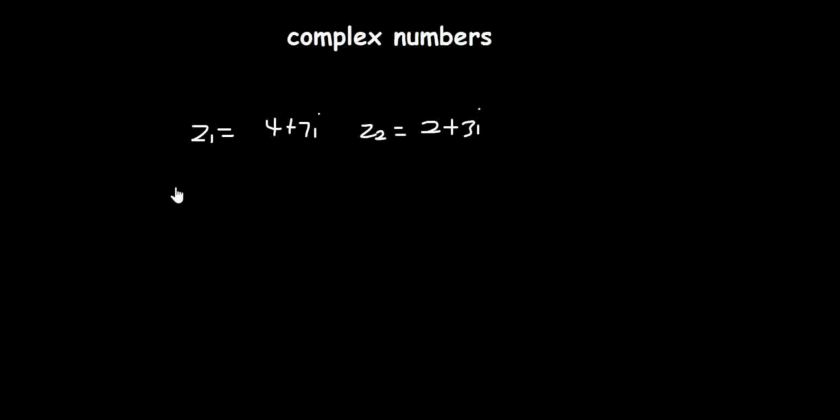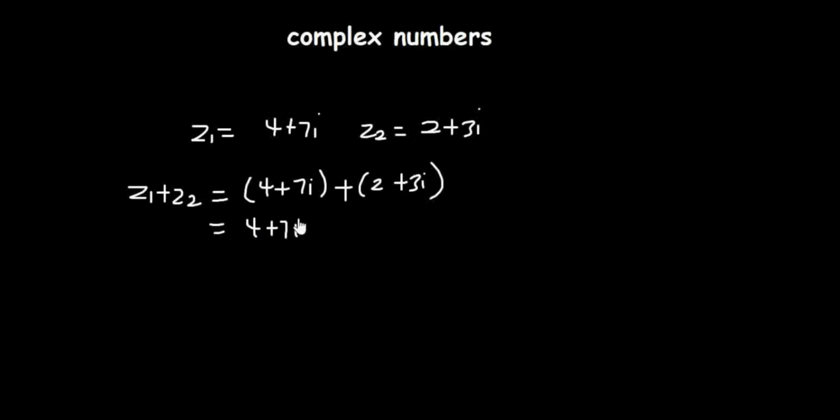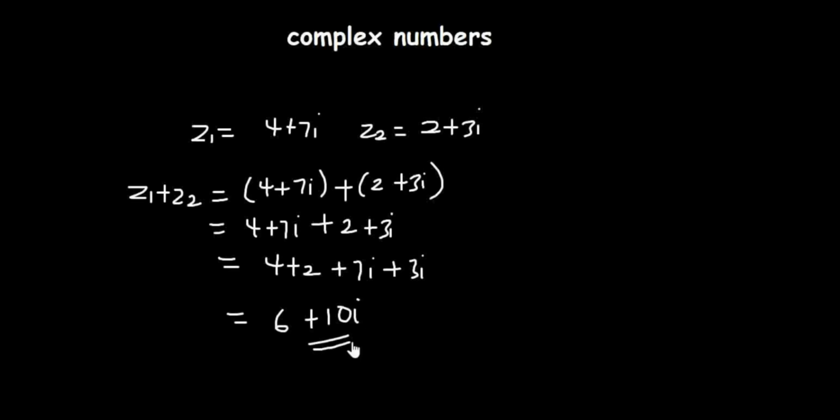Okay, so you have to add z1 and then z2. So that will give me z1 plus z2 to be equal to 4 plus 7i, plus 2 plus 3i. So now simplifying this, that will be 4 plus 7i plus 2 plus 3i. Okay, so now let's group like terms. So that would be 4 plus 2, then plus 7i plus 3i. Okay, so this will be equal to 6 plus 10i.